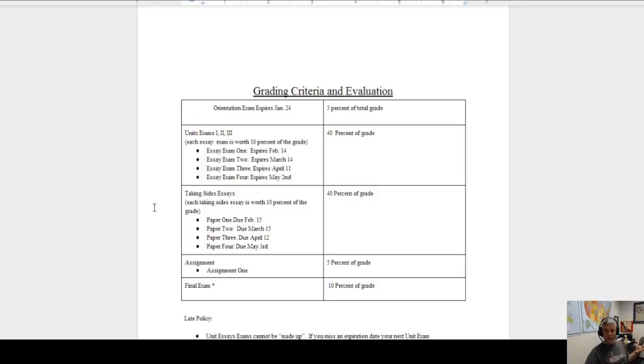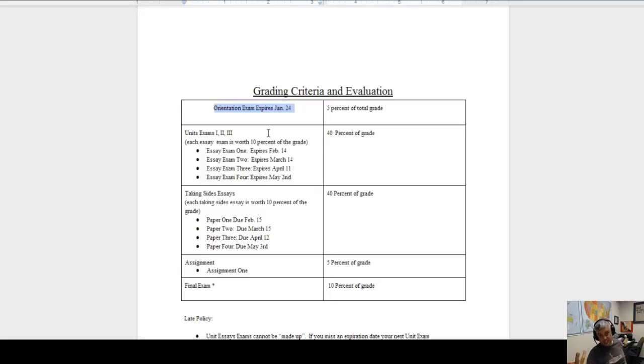To know what's coming up and what's expected. So you have the orientation exam, which expires this Friday, January 24th. You have to get 100% on this. You could do it as many times as you need to. It won't grade it automatically. I have to go through and actually grade it personally, but I'll get to it pretty quickly, so you'll know if you've passed it or not. So don't procrastinate. Don't hesitate to take it right away.